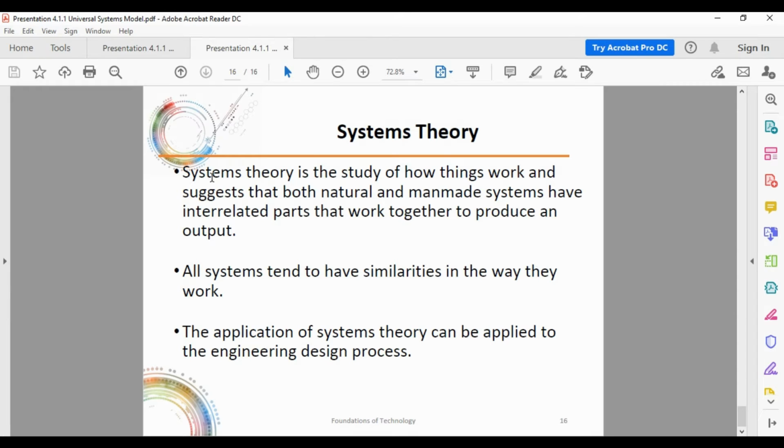And then there's systems theory. This stuff gets really awesome. Systems theory is the study of how to make things work and suggests that both natural and man-made systems have interrelated parts that work together to produce an output. All systems tend to have similarities in the way they work. That's that universal systems idea. And systems theory can be applied to the engineering design process.